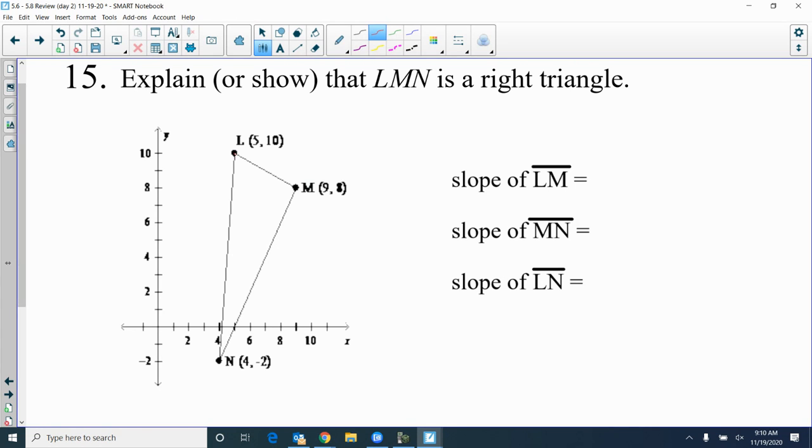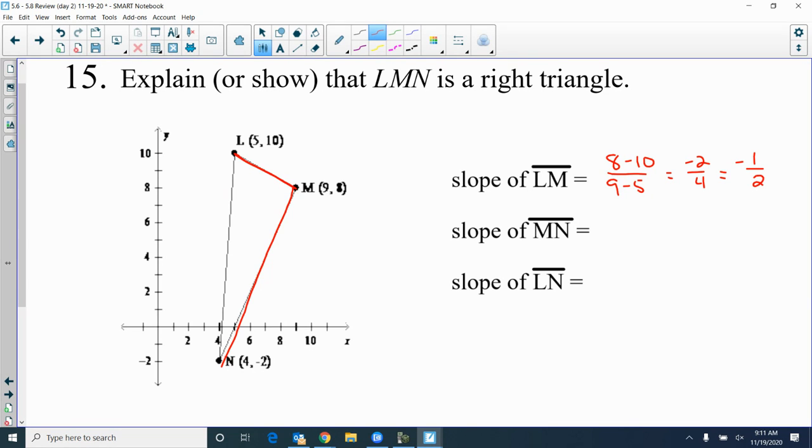So let's find the slope for LM. Let's find the slope for MN. And now since they give us the points, I can use the formula. So for LM, I'm gonna subtract the y's, 8 minus 10 over 9 minus 5. 8 minus 10 is -2, 9 minus 5 is 4. What does that reduce to? -1/2.